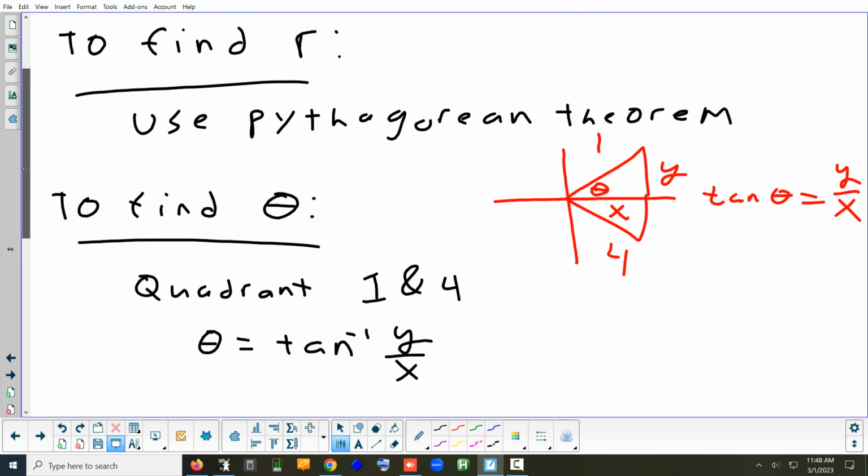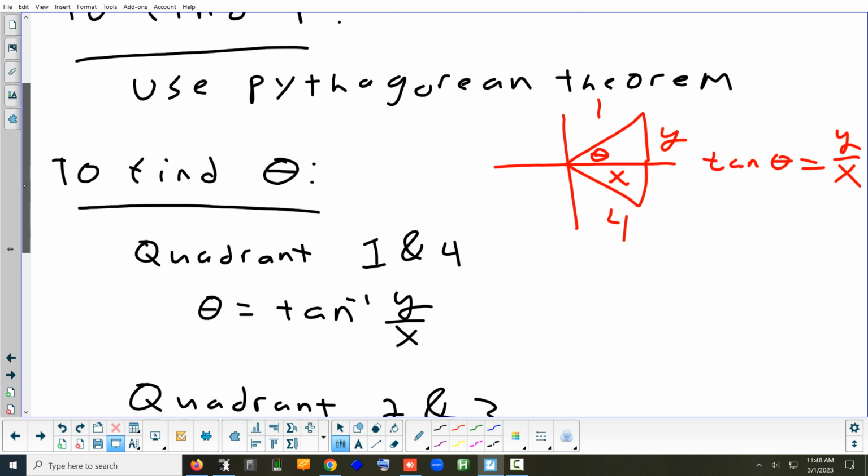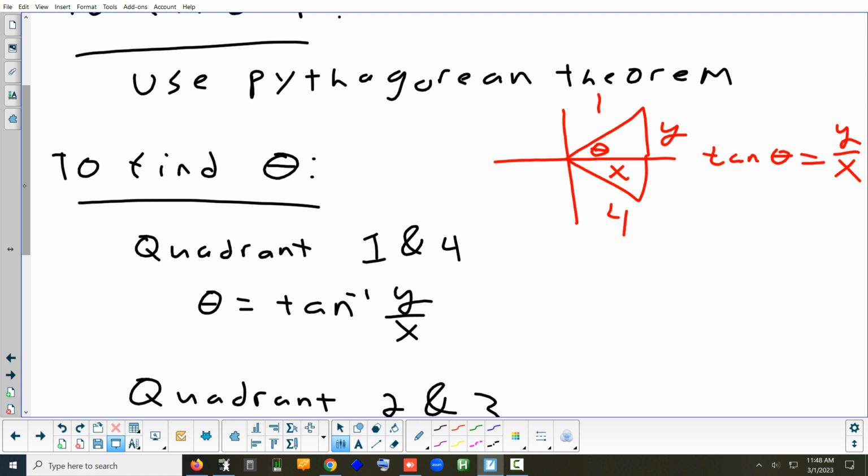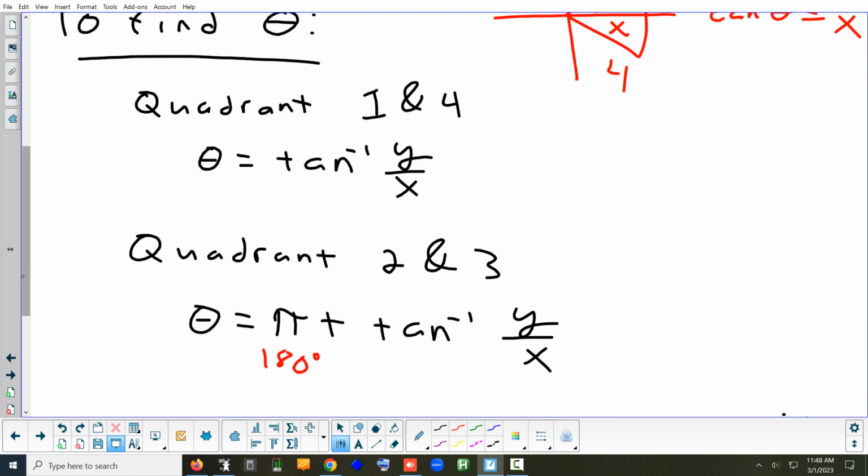So to find r, it's Pythagorean theorem all the time. You don't have to worry about anything special depending on the quadrant. But to find theta, you're either going to just do inverse tangent of y over x, or 180 plus inverse tangent y over x. That would be for degrees.